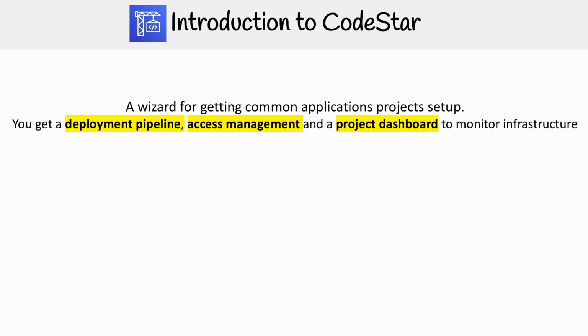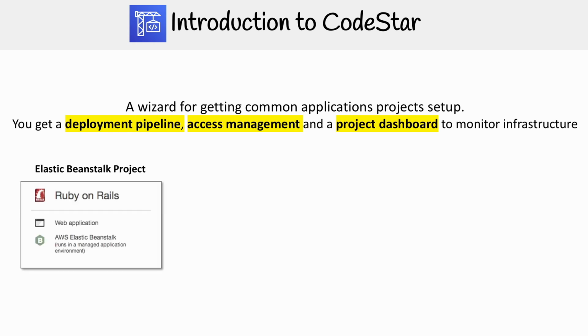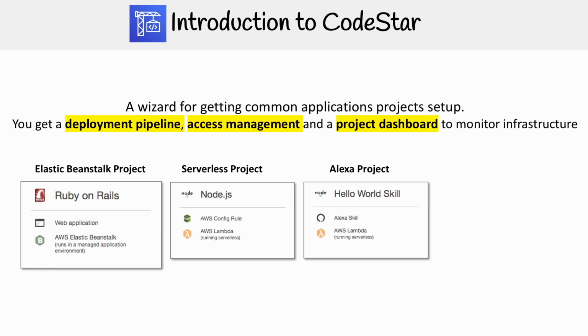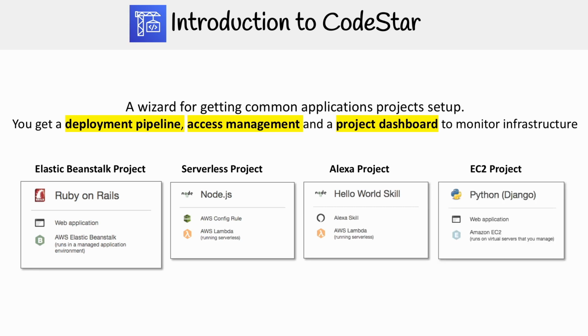And you can get started with a lot of different kinds of projects. So for example, you can get started with Elastic Beanstalk with Ruby on Rails. You can get started with a serverless project. You can get started with an Alexa project. And you can get started with something like Python or Django, but that's with EC2 instances with a load balancer. So it does really abstract away a lot of the infrastructure you would have to implement. And then you do get this nice dashboard that you can work with.